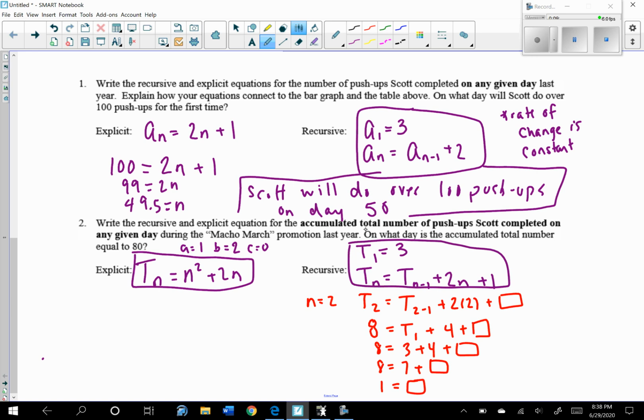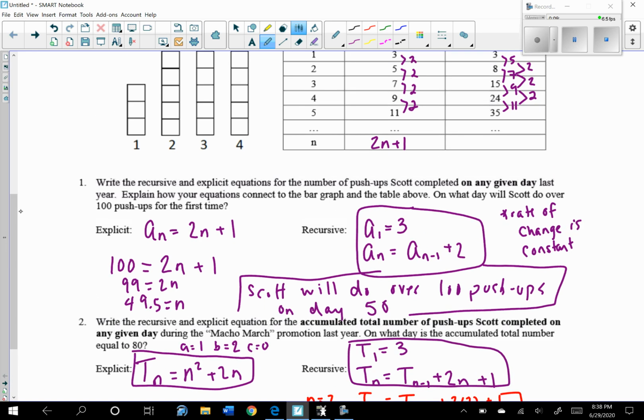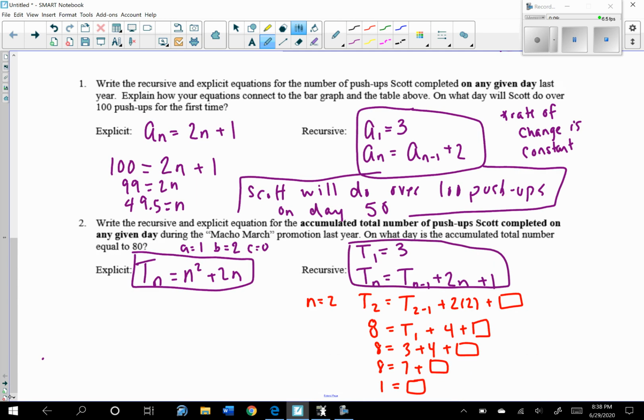So for this, that means up here, this n, of course, then would be n squared, because you're going to use your explicit plus 2n. So that's your explicit formula. And so we want to figure out on what days the cumulative total number equal to 80. So we're going to say 80 equals n squared plus 2n.